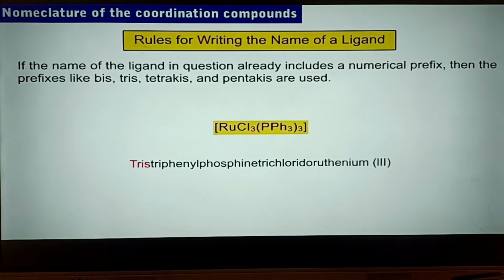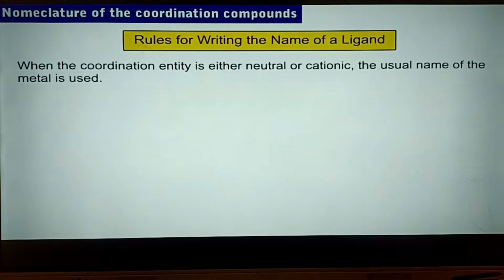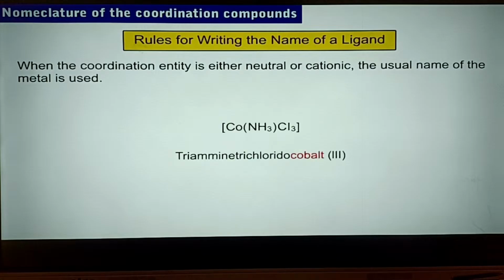For example, the complex [RuCl3(PPh3)3] is named tris(triphenylphosphine)trichloridoruthenium(III). Here's another rule. When the coordination entity is either neutral or cationic, the usual name of the metal is used. For example, the neutral complex shown here is named triamminetrichloridocobalt(III).